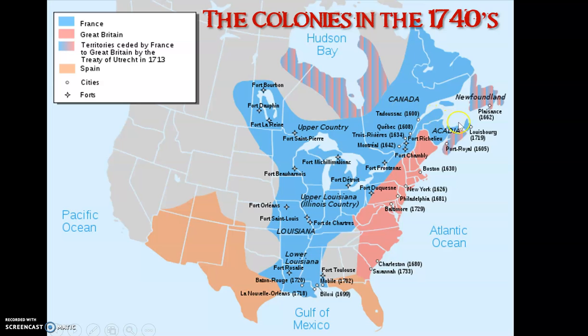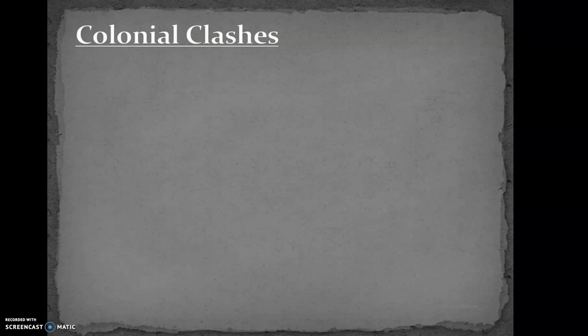The red and the blue will be territories ceded by France to Great Britain by the Treaty of Utrecht in 1713, which we did not cover, but that's just a bit of background information.